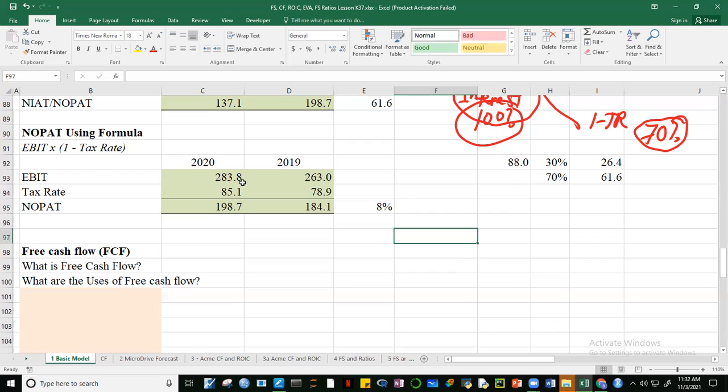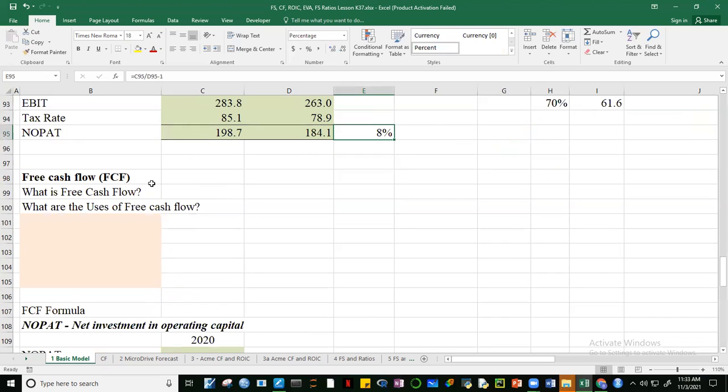Okay, so far clear, guys, the NOPAT formula is just EBIT times 1 minus tax rate. So from your EBIT, we just deduct the tax on the EBIT to get your net operating profit after tax. And comparing 2019 and 2020, there was an 8% increase as far as the operating profit is concerned. Okay, next, free cash flow, guys.